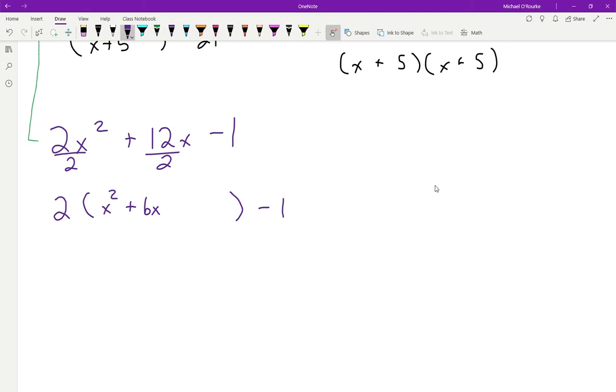Do we understand what I just did? If we take a peek at that, how I factored out the 2. Good. Therefore, I have a number in front of my x that I can take the square root of, right? Because there's a 1 there. I can take the square root of that.